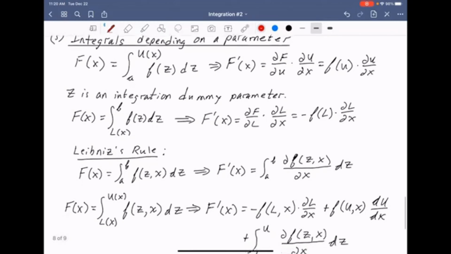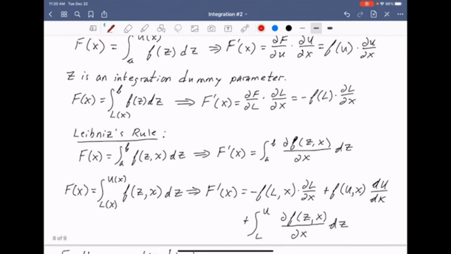And then that antiderivative, if you like, big F of x is equal to the integral from the lower bound of x to b of f of z dz, and that implies that the first derivative of that F of x is equal to the partial of big F with respect to the lower bound multiplied by the partial of the lower bound with respect to x, which gives us minus small f of the lower bound times the partial of the lower bound with respect to x.